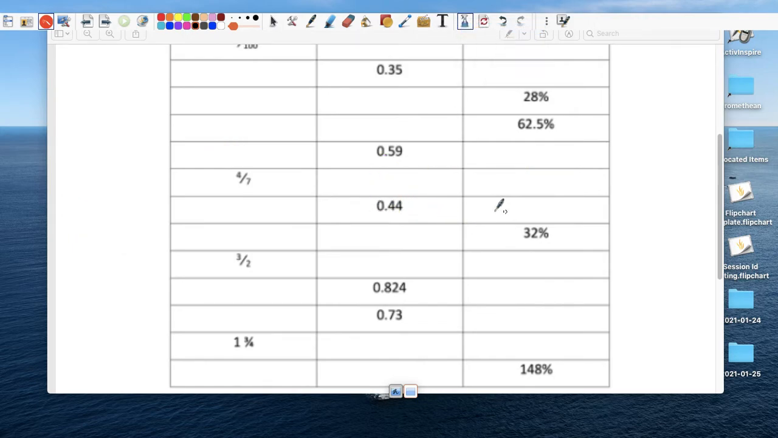44, 0.44, that's easy, right? Now, hopefully you guys ya están sabiendo, 44%. Change this to a fraction, it's 44 sobre 100. Divide by 4 is 11. 100 divided by 4 is 25.